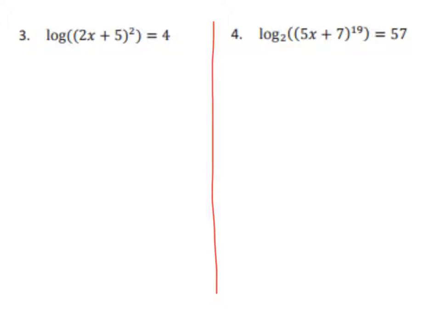All right, I want you to pause the video, and I want you to try number 3 right here. So pause the video and let's see what you got.